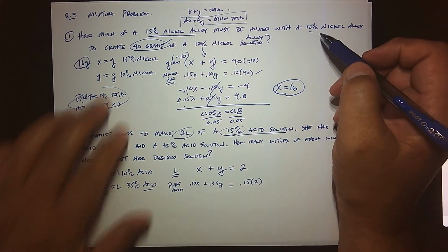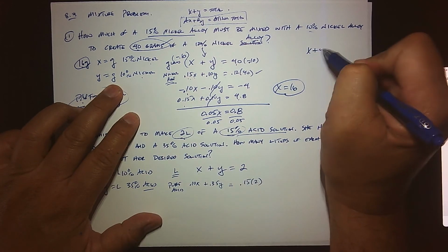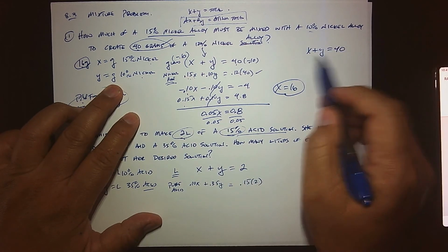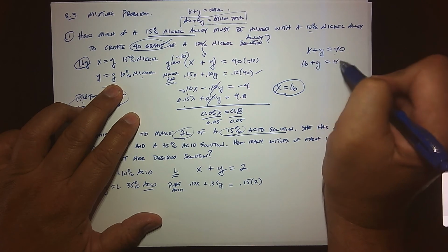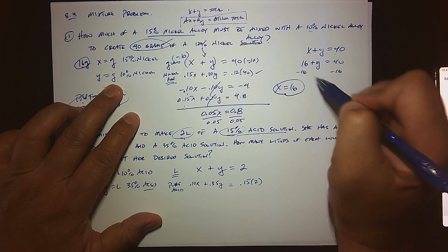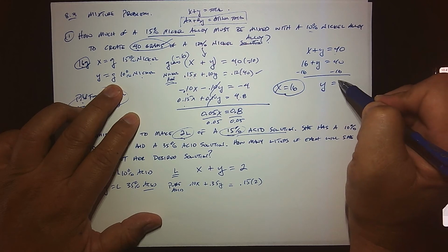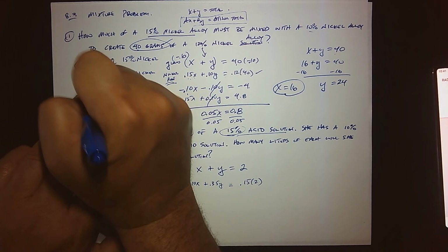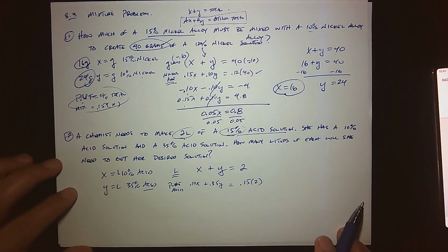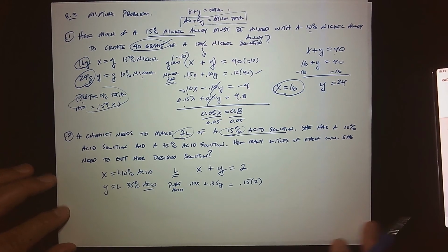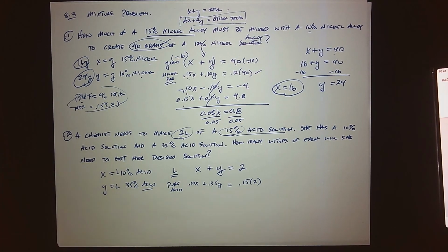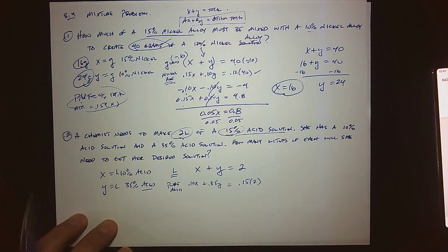How about the 10%? Well, let's go back and just make a substitution. So we know x plus y equals 40. We just found out what x is, so just subtract 16 from both sides, and it looks like we get y equals 24. So they'll need 16 grams of 15%, 24 grams of the 10% to get 40 grams of the 12% that they want. So again, hopefully you're seeing that nice rhythm going.